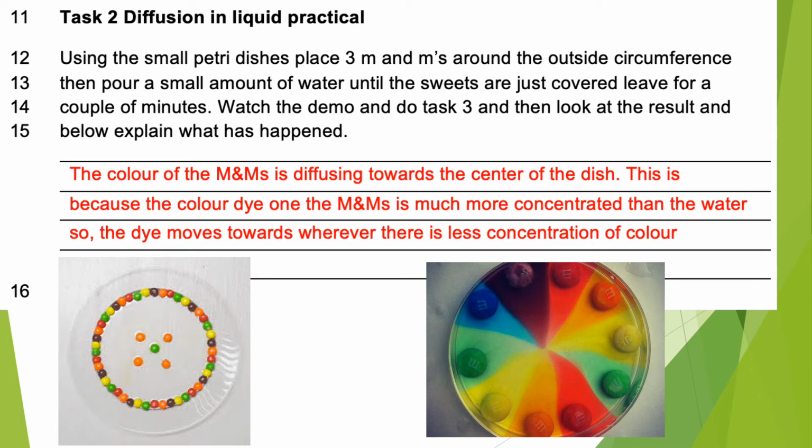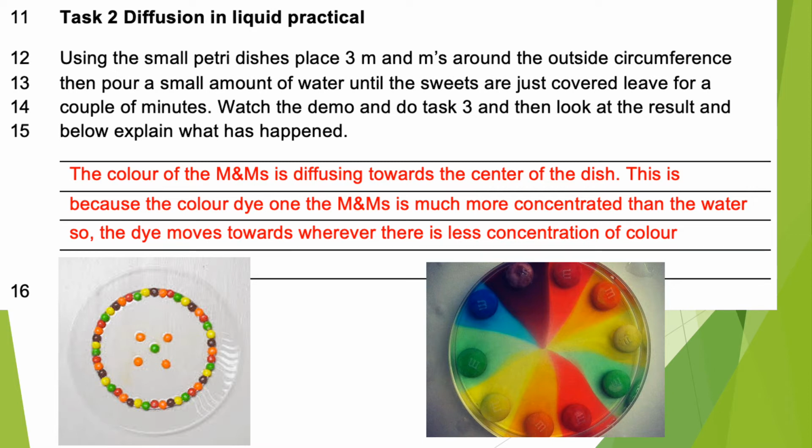So the reason why this happens is the color of the M&Ms is diffusing towards the center of the dish, whereas there's less concentration. And this is because the color dye of the M&Ms is much more concentrated than the water.